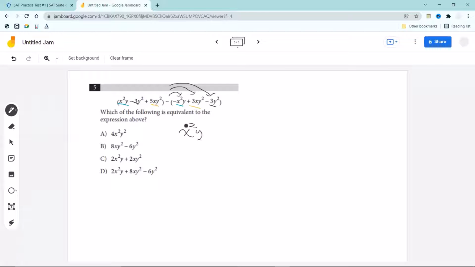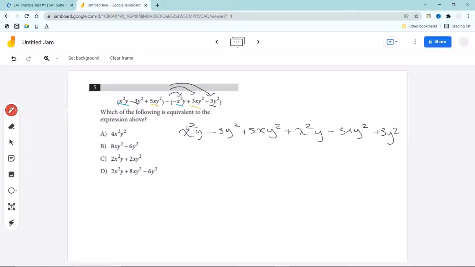So x squared y minus 3y squared plus 5xy squared. And then this minus and minus is going to become a plus x squared y, right? Then we have a minus 3xy squared. And then we have a plus 3y squared, right? Great. So right ahead, let's take a look and see what we can combine here.